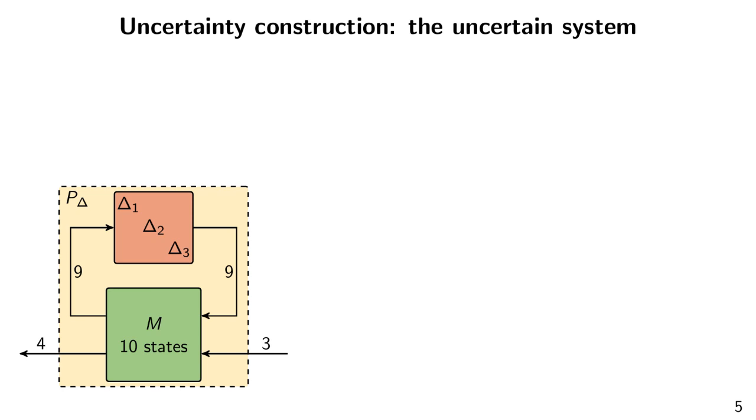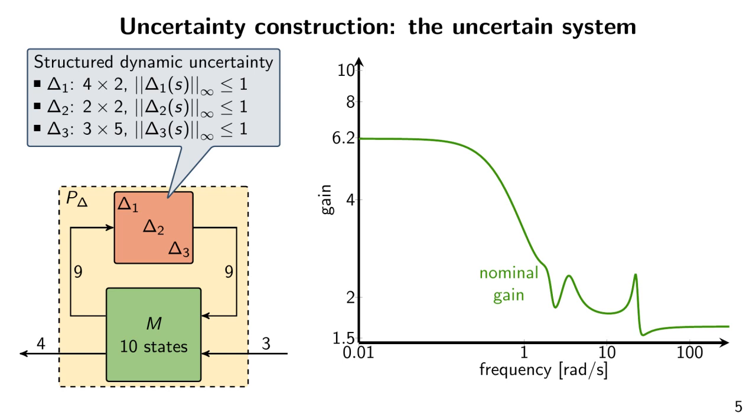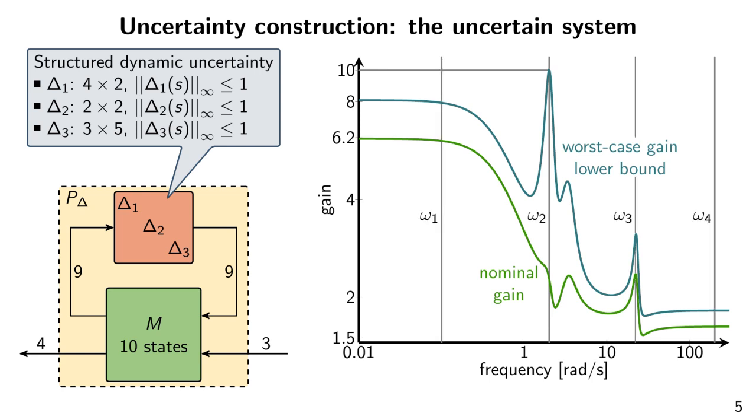The uncertain system P is MIMO, multiple input, multiple output. It has 10 states, 3 inputs, and 4 outputs. The uncertainty consists of 3 MIMO blocks, each norm-bounded by 1. This is the gain of the nominal system, and this is the worst case gain lower bound as a function of frequency. We pick 4 frequencies where we want to maximize the gain of the system.